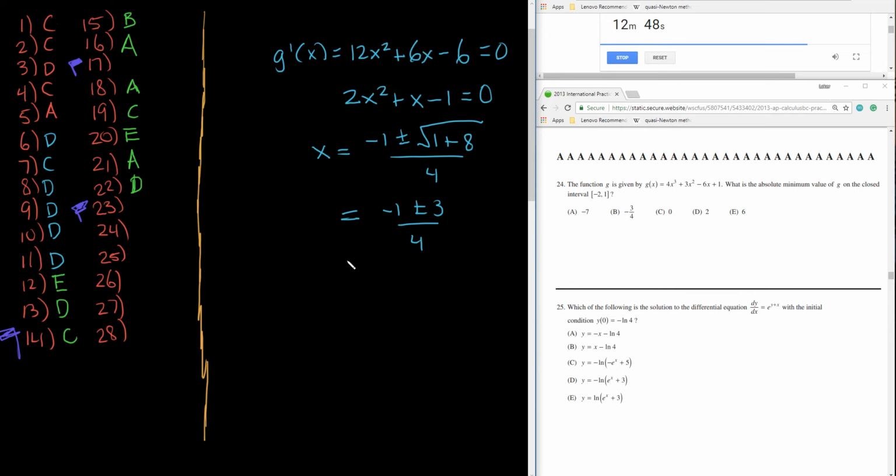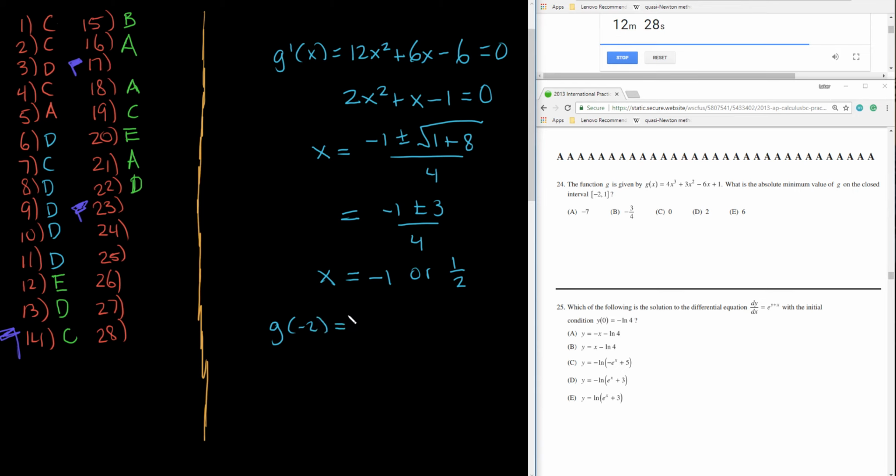So x equals... if we subtract 3, we get negative 4 over 4, so negative 1. Or if we add 3, we get 1/2. So we have 4 points to check. Okay, first let's check at negative 2, so g of negative 2.